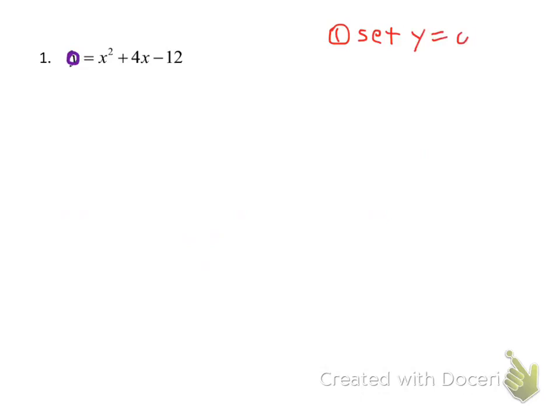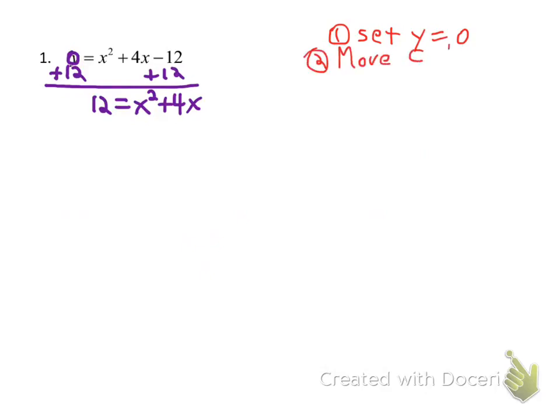I'd like you to write the rules down on the right hand side of your notes. Step 1 is to set y equal to 0, which we already did. Then we're going to move the c value to the other side of the equation. In this case we would add 12 to both sides, giving us 12 equals x squared plus 4x. That's going to set us up for completing the square.